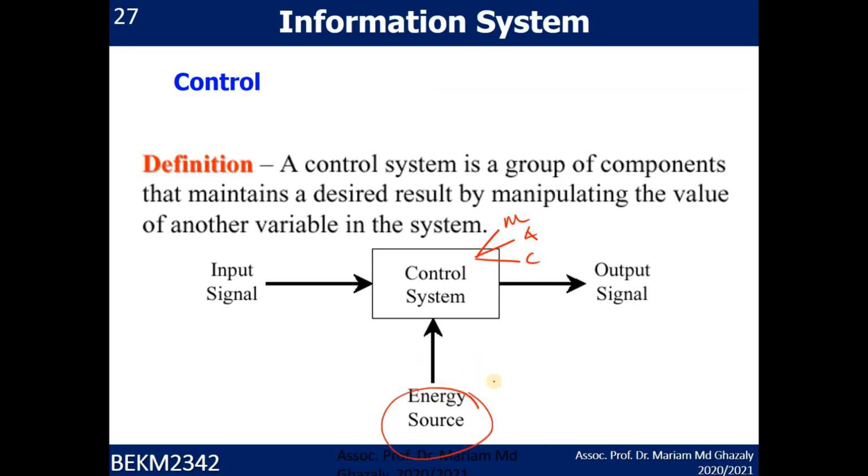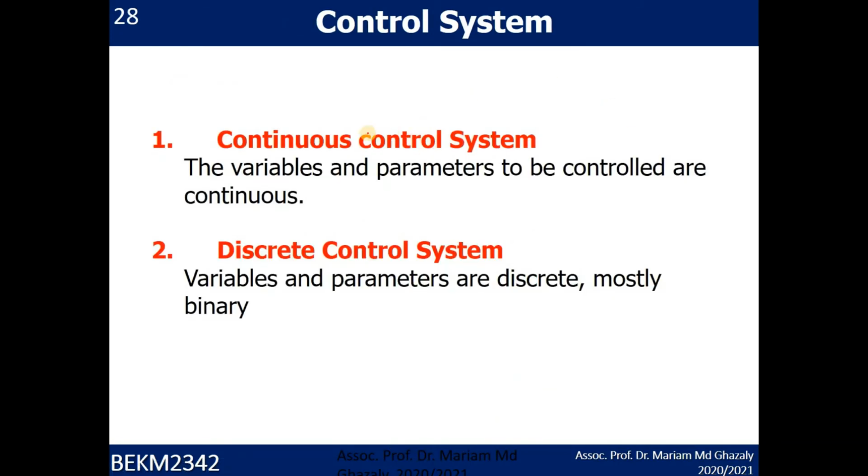When you have an energy source here, it means that you have a disturbance. If you have a disturbance, is the system robust enough to be controlled? Under control systems, we have two types: the continuous control system, where the variable and parameter to be controlled are continuous, and the discrete control system, where the variable and parameter are discrete and mostly in binary.